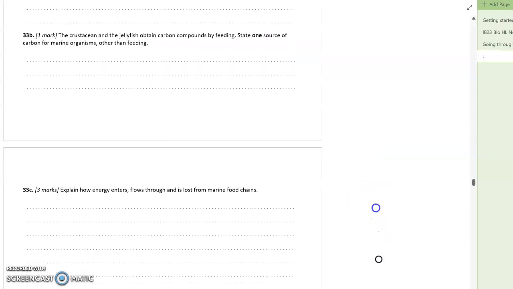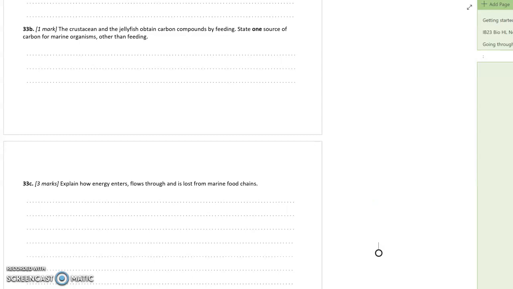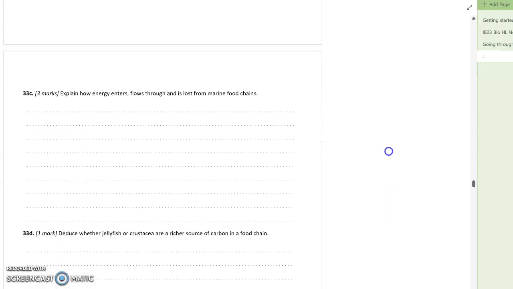Right, so 33b: the crustacean and the jellyfish obtain carbon compounds by feeding. State one source of carbon for marine organisms other than feeding. Marine organisms would include marine plants, so that could be photosynthesis, and also some marine plants can absorb carbon dioxide through diffusion from the dissolved carbon dioxide in the water, so through hydrogen carbonate ions.